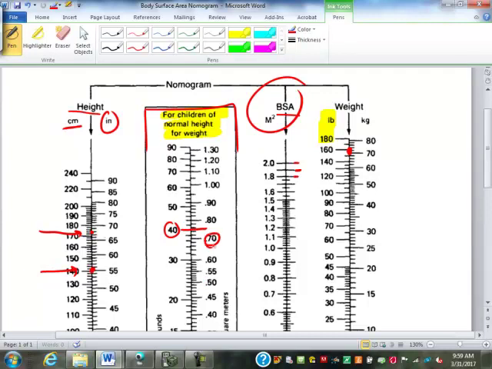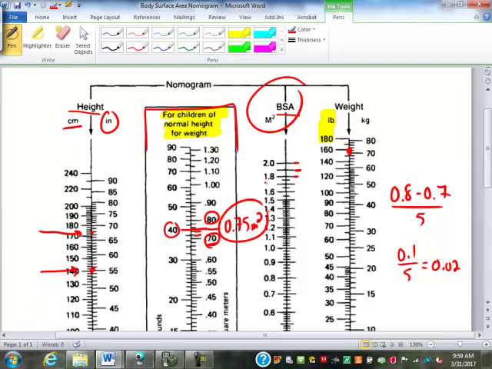This is 0.7. This is 0.8. There's 5 gaps between them. So this is doing that scale reading like we did with the syringes. 0.8 minus 0.7 over 5 gaps. So that's 0.1 over 5 gaps. In other words, that's 0.02 for each space on there. So this is 0.7. This is 0.72, 0.74. Looks like that would be about 0.75 meters squared is their body surface area.